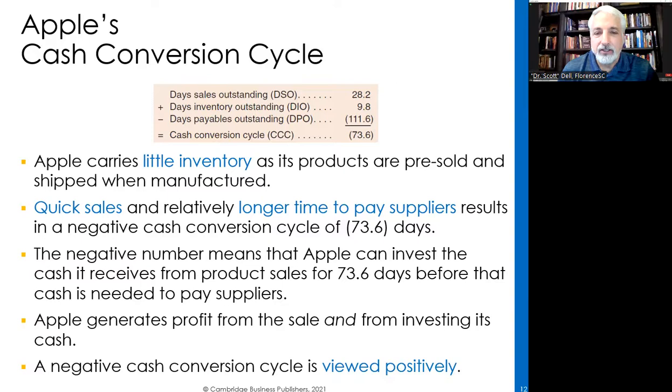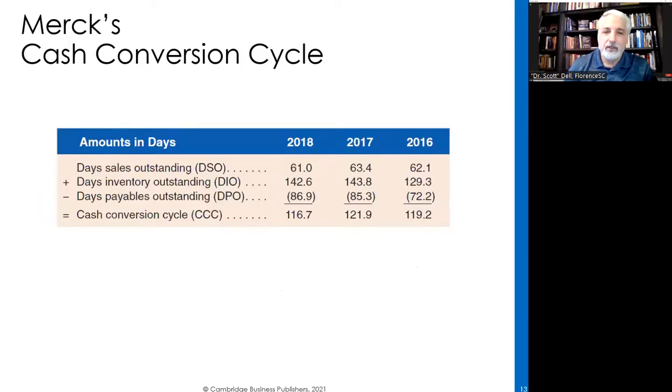73.6 is the bottom line cash conversion cycle. They can invest the cash it receives using somebody else's money before they have to pay their suppliers. So they get this cushion sitting on their balance sheet that they put in other investments. Maybe they buy their own Apple stock, or they buy other stock or other marketable securities, or invest in other activities. And they generate profit from the sale and from investing the cash. Isn't that cool? Isn't that a nice thing to do? So a negative cash conversion cycle is positive. Good thing.